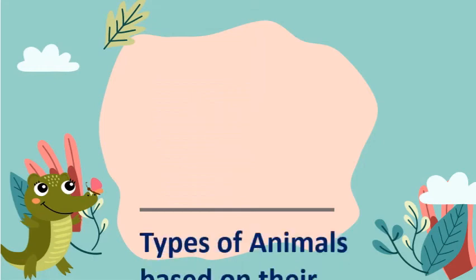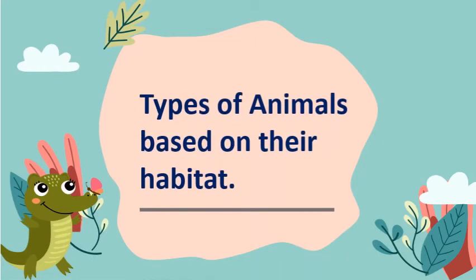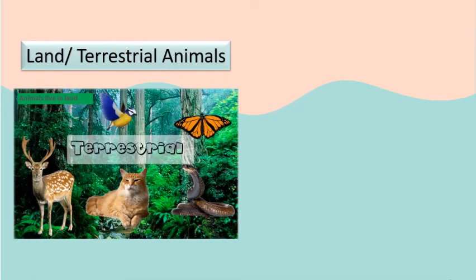Types of animals based on their habitat. All animals such as birds, deers, cats, dogs, snakes, butterflies, and other insects that live on the ground or on the land are called terrestrial animals.